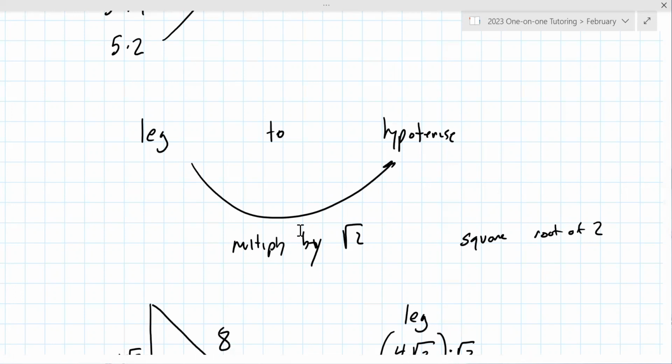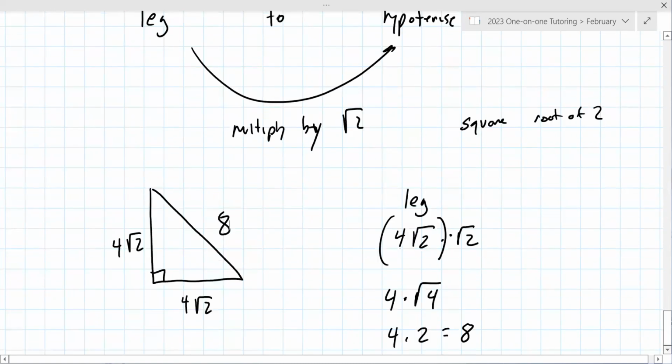So how do you go from the leg to the hypotenuse? I'm asking you, what do you do to go from the leg to the hypotenuse? You just have to multiply by the square root of 2. Very good. Okay, multiply by the square root of 2. Exactly. Here's a new problem.